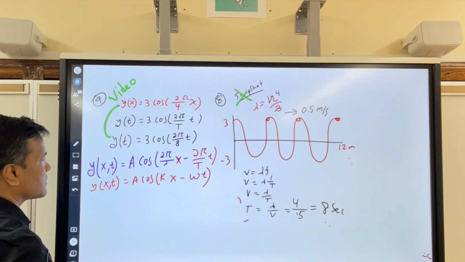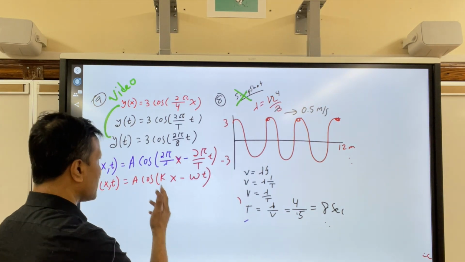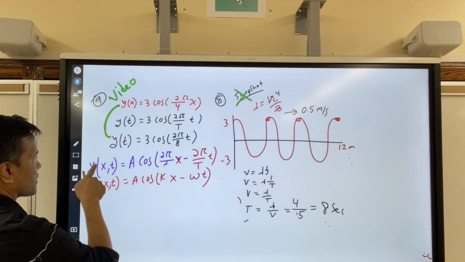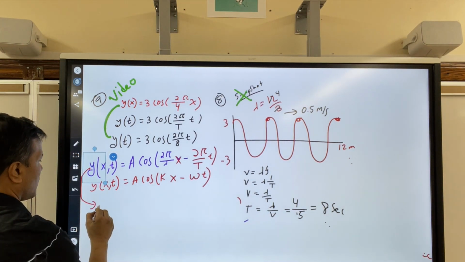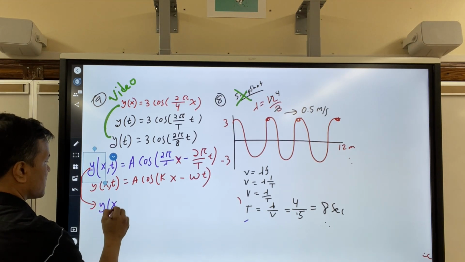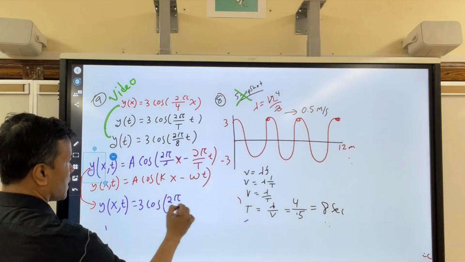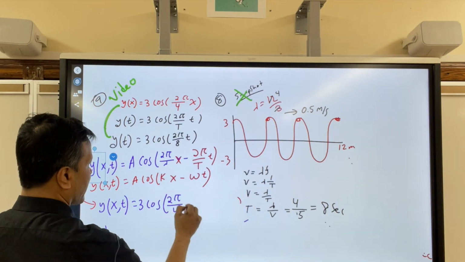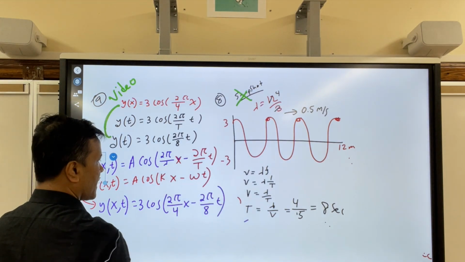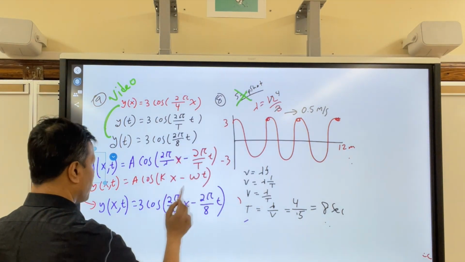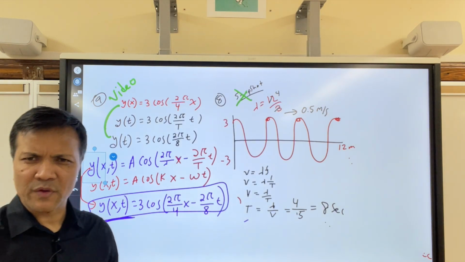Good. Now we have 8 seconds, right? Now we can go ahead and write that down. So y of x comma t is equal to A, which is 3, cosine of 2 pi over lambda, which is 4, x minus 2 pi over T, which is 8, t. And this is the equation for this graph, but this is not a snapshot. This is like a video, if you like.